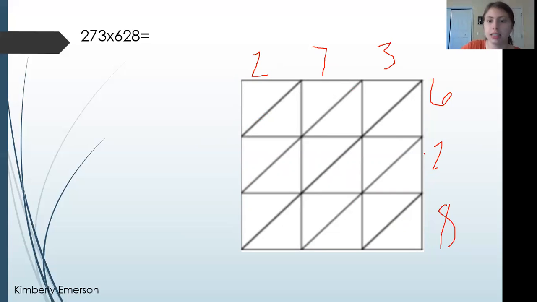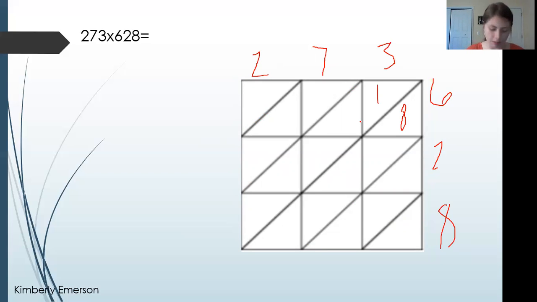6 times 3 is 18, so we're going to put the 8 right there, carry. And we have to be very careful on how we place these, because one little mess up will ruin the whole problem and you'll have to start all over. That's the bad thing about the lattice method. If you can't spot it then and there, it's going to take a while to spot it.